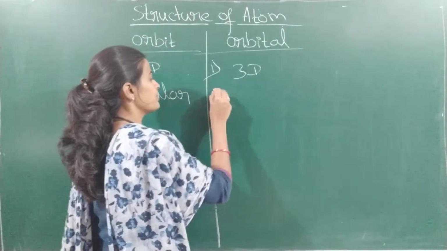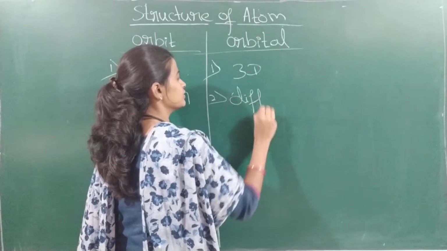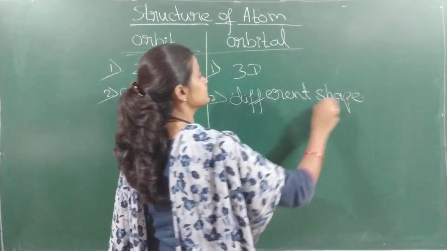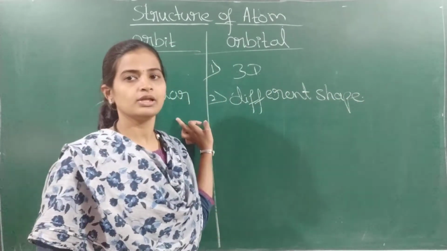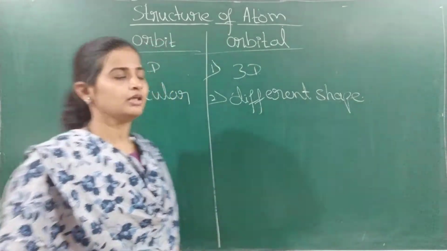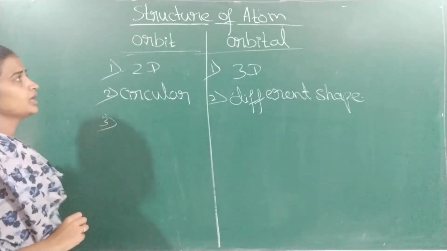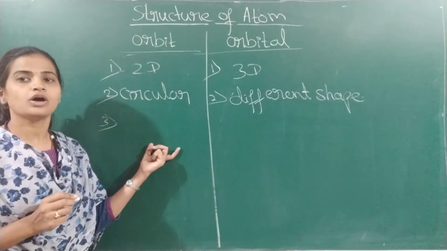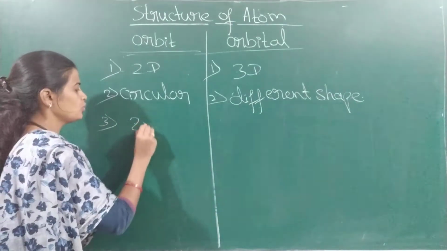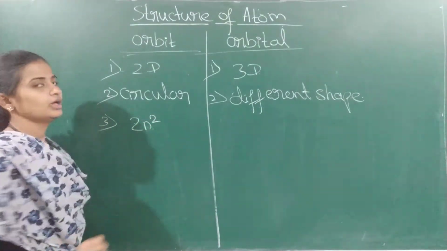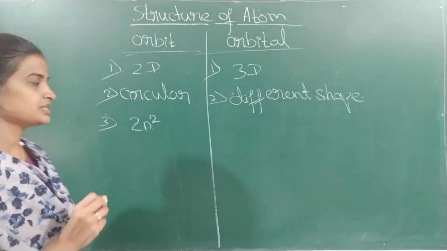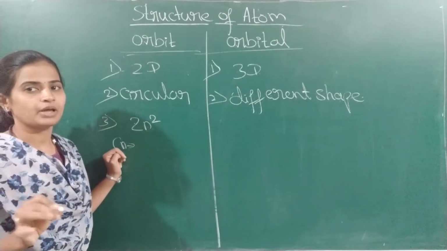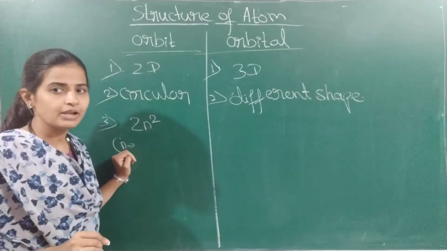Orbitals may be of different shapes. Regarding this, we will study later. Orbit is circular in path always, but orbitals are different in shape. In the orbit, write down, the maximum number of electrons is given by the 2n square formula, where n is the principal quantum number.